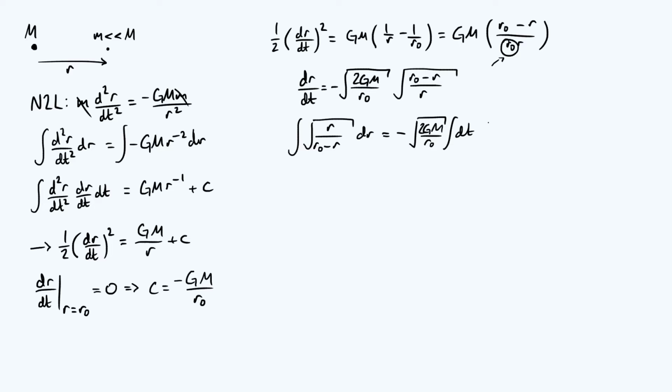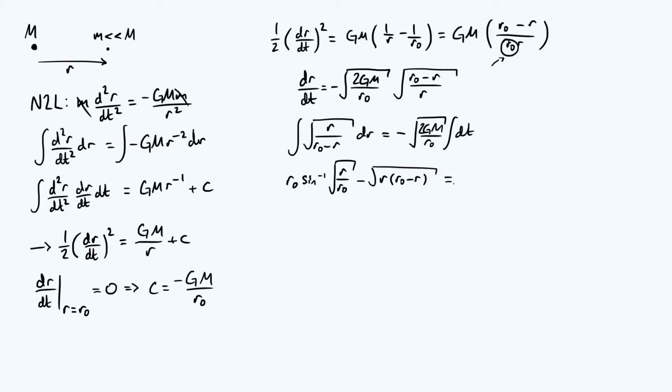Again, the right-hand side here is very easy to evaluate because the integral of dt is just t. The left-hand side is not the easiest integral to do, but I did do another video on that recently. So I'm just going to quote the result that I derived in that other video. If you want to see where it comes from, you can have a look at that video. But I will tell you that the left-hand side integrates to r0 times arc sine of the square root of r over r0 minus the square root of r times (r0 minus r), like that.